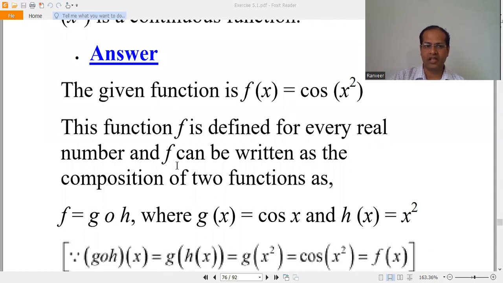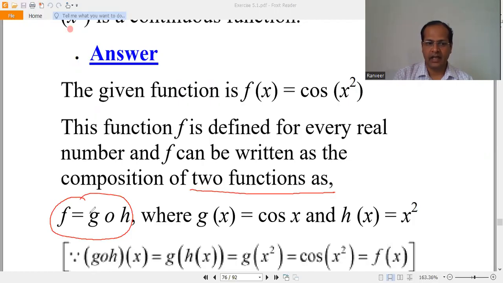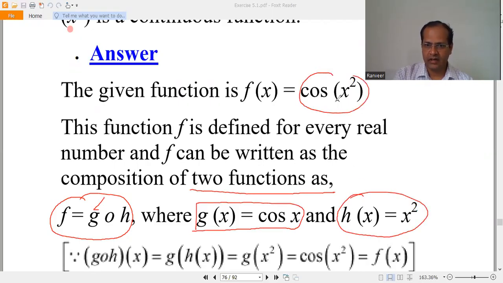Now the most important thing is this type of function is a function inside a function. This is called the composite function. f is defined for every real number and f can be written as the composite of two functions. We can write f as g o h, that is g(x) is the first function, cos x, and h(x) we can write as x square. So we are writing the first function as cos x and another as x square. So g of h, we will read g of h.